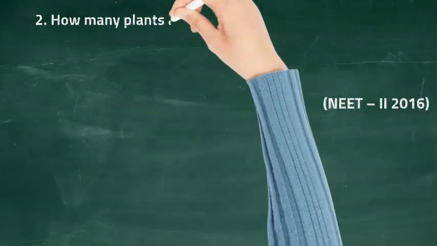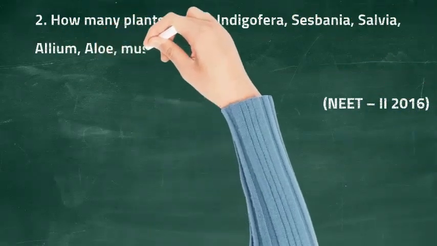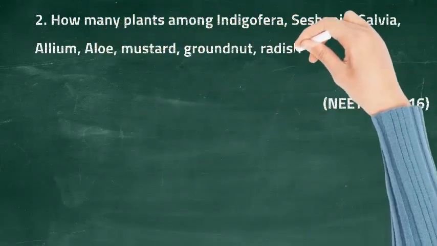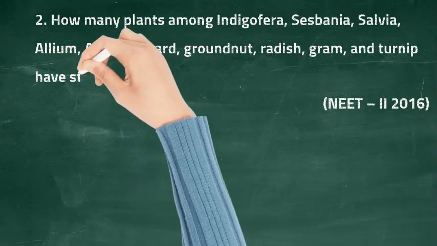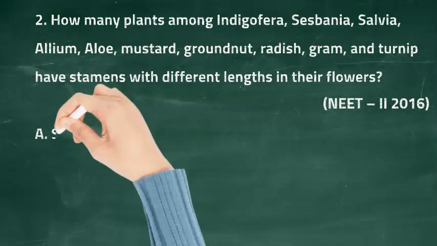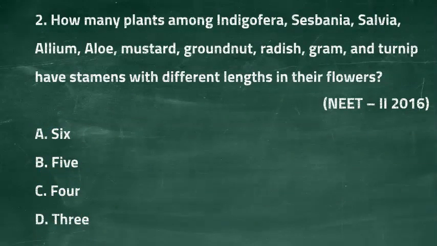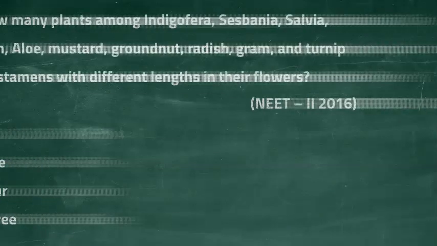Question second. How many plants among Indigofera, Sesbania, Salvia, Allium, aloe, mustard, groundnut, radish, gram, and turnip have stamens with different lengths in their flowers? Option A is 6, option B is 5, option C is 4, and option D is 3. The right answer is option C, 4.